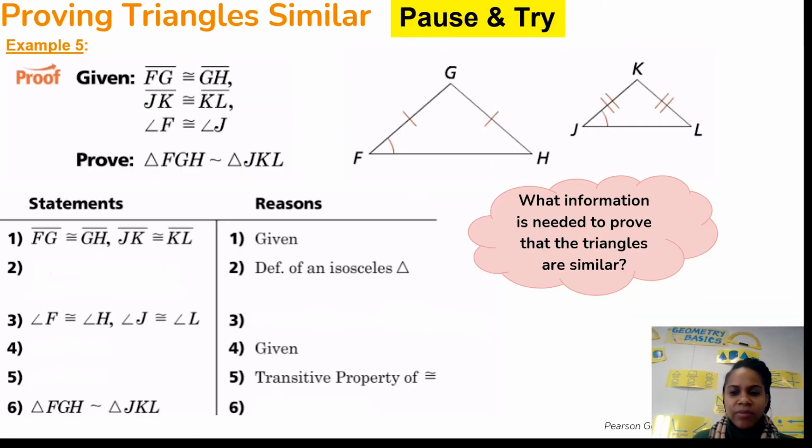All right, so we have a proof here that I would like for you to try on your own using the angle-angle similarity theorem. So try to fill in numbers 2, 4, 5 in the statements and 3 and 6 in the reasons. So go ahead and pause the video and try this proof on your own.